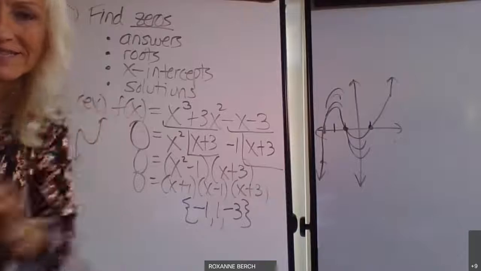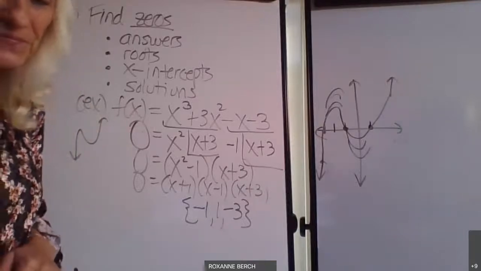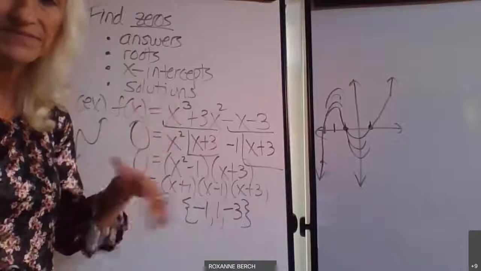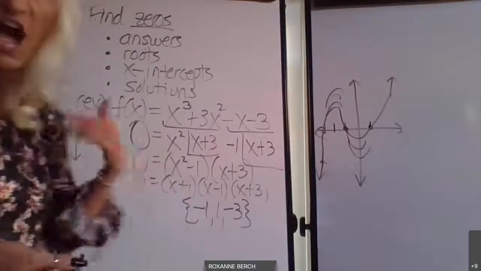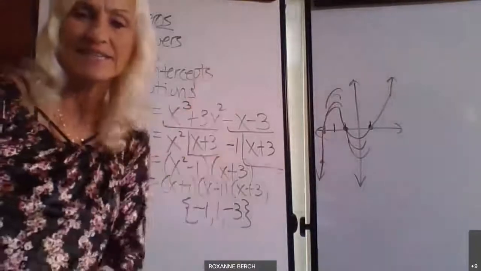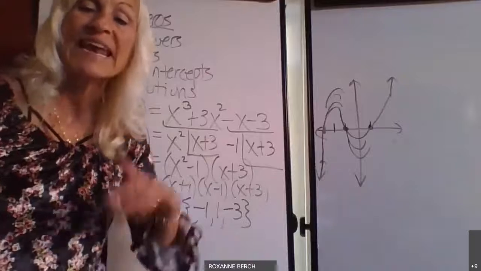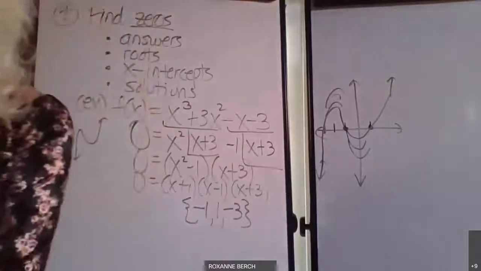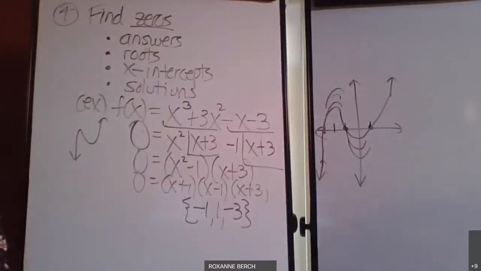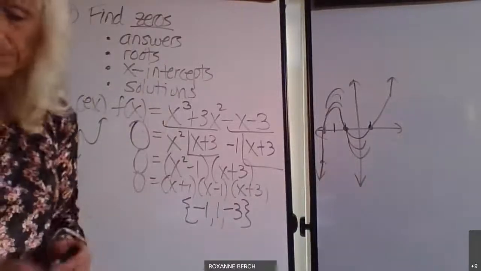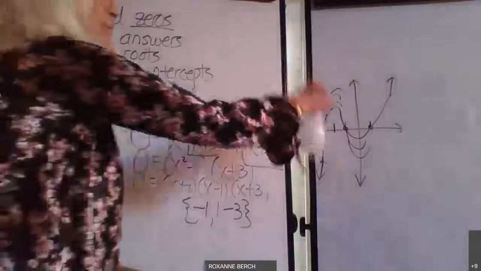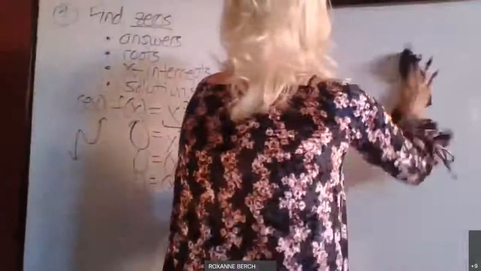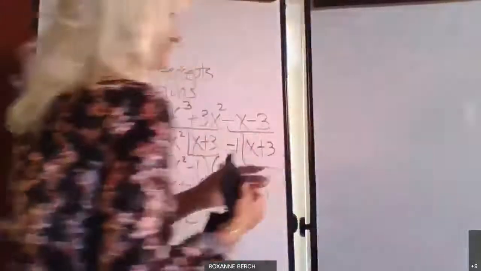It gets better than this. You know how sometimes the solutions show up more than once? When you have an odd number of solutions, it crosses the x-axis. When you have an even number, it touches and turns. Let me show you. We're going to do it. We're going to find some more zeros. Let's do another problem.